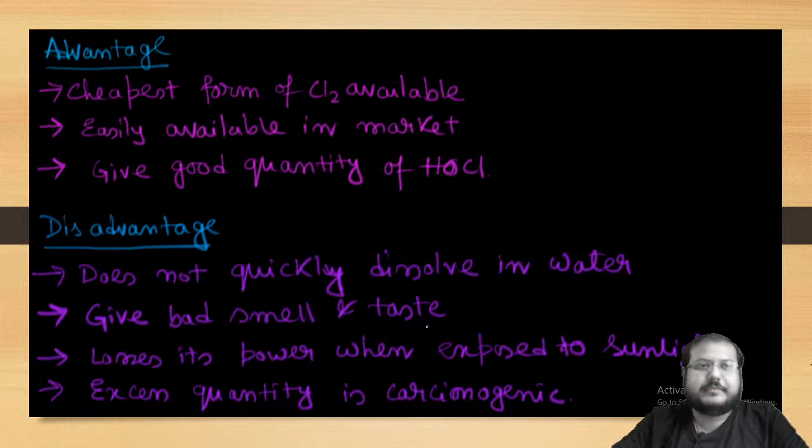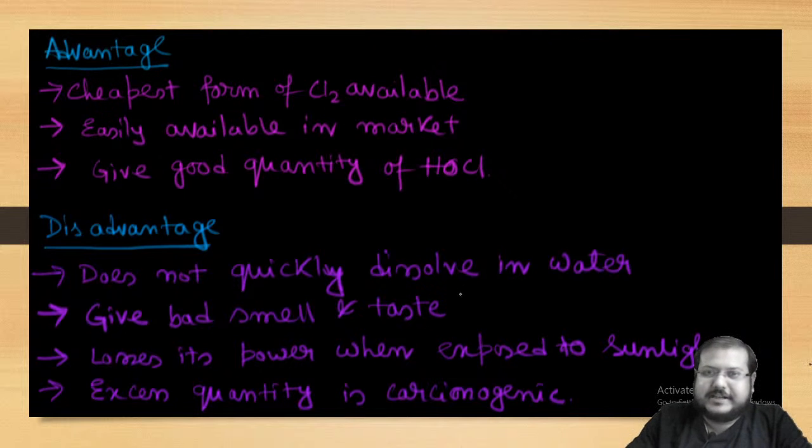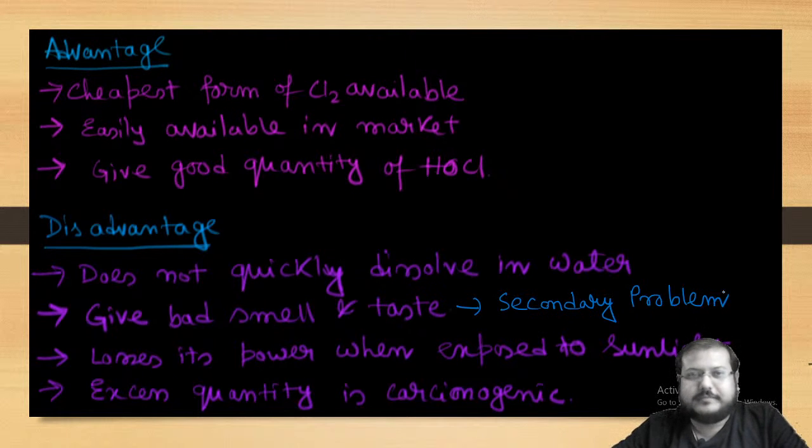It is easily available in the market and gives a good quantity of HOCl. It is the cheapest form of chlorine available. The disadvantages are that it does not quickly dissolve in water, gives bad smell and taste, and loses its power when exposed to sunlight. When it gives bad smell and taste, it is called a secondary problem, because to remove one particular problem you apply this chemical, and it creates certain extra problems.